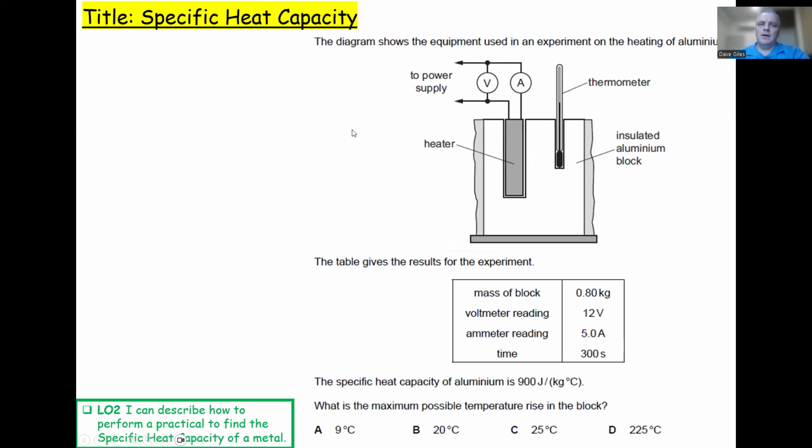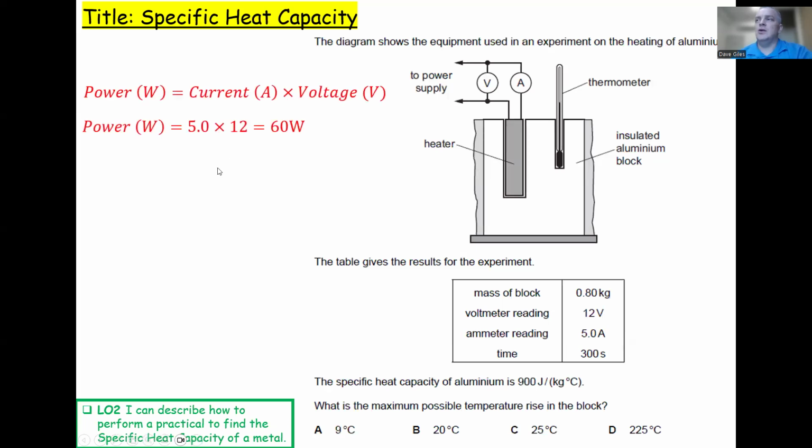Okay, so first thing we need to do is we've got a heater and we've got the voltage and we've got the current. So we're going to work out the power. So current times voltage, 5 times 12 is 60 watts. And then to work out the energy transferred, we've got the time. So energy is power times time. 60 watts times 300 seconds is 18,000 joules of energy transferred.